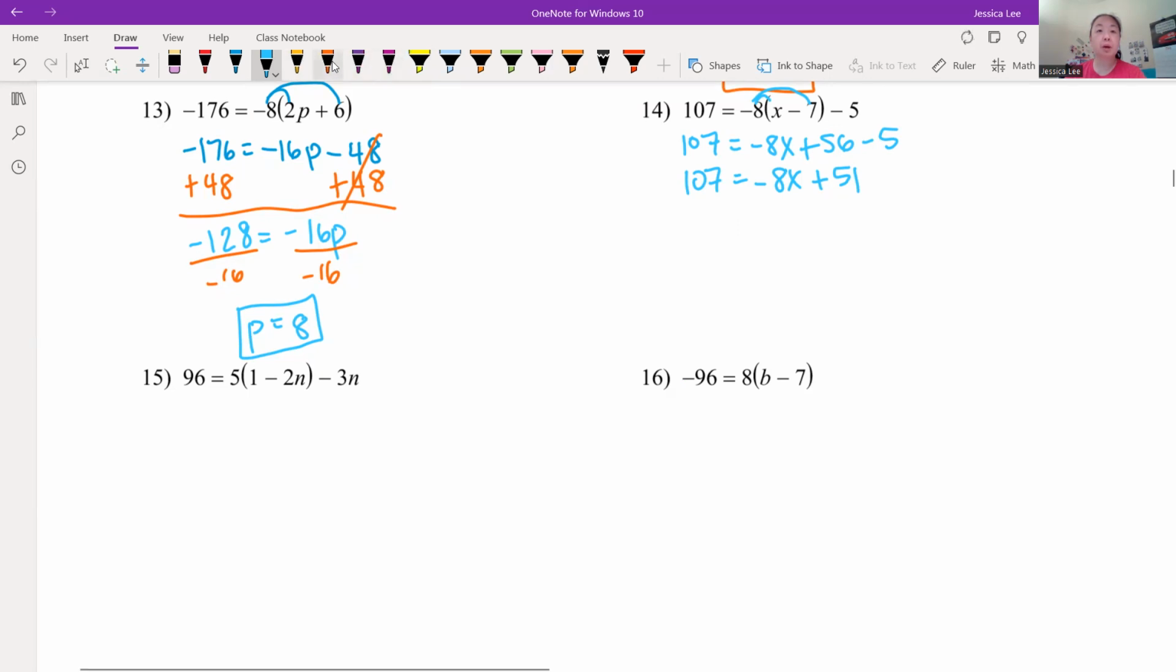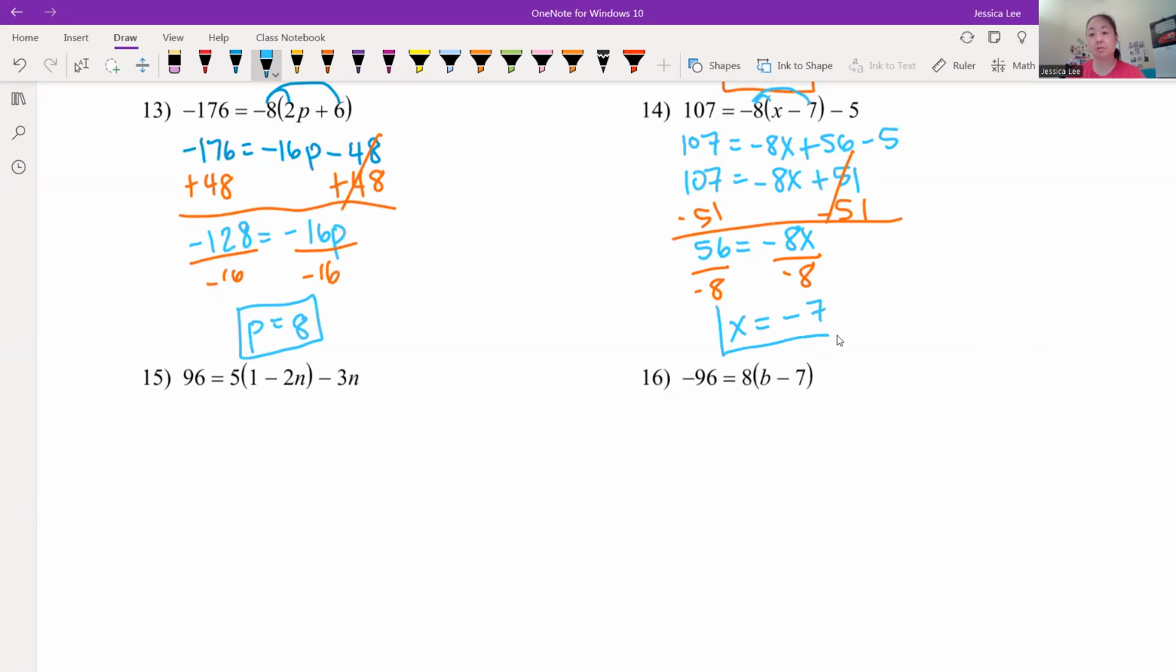Again, we're back to a two-step equation. We're going to subtract 51 on both sides. And then we get 56 is equal to negative 8x. And we're going to divide both sides by negative 8. And x is equal to 56 divided by negative 8, which is going to be negative 7. Okay.